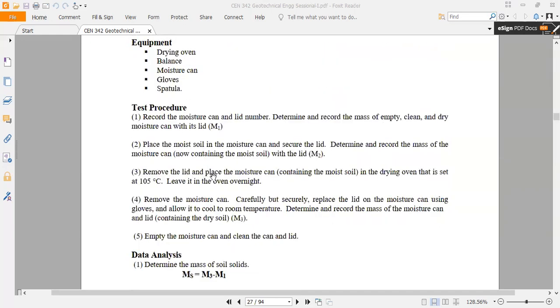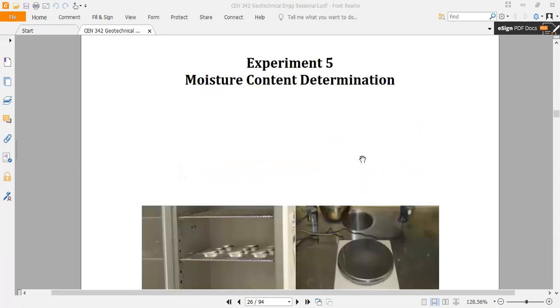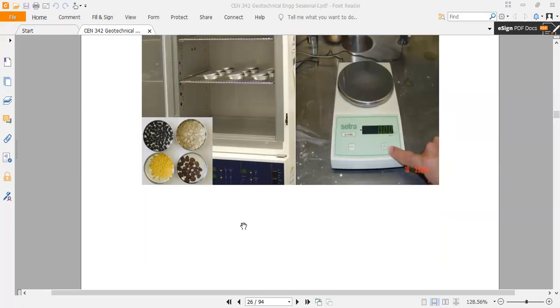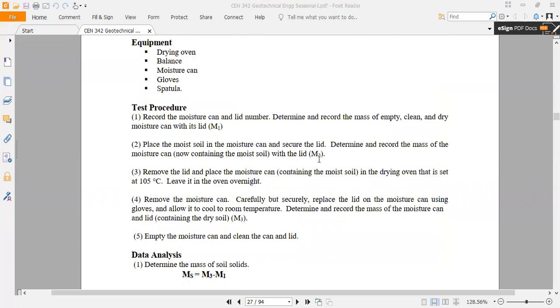Determine and record the mass of the moisture can containing the moist soil with the lid. That recorded weight is M2. So firstly we took the empty can and measured it, and the recorded weight was M1. Now we have put the moist soil sample into this can with the lid, and we have measured another weight, that is M2. So we have taken two measurements, M1 and M2.